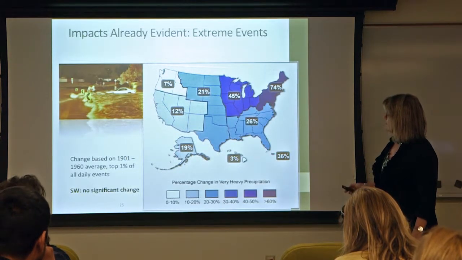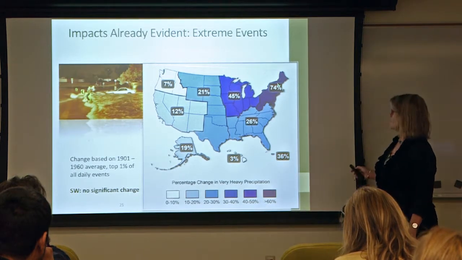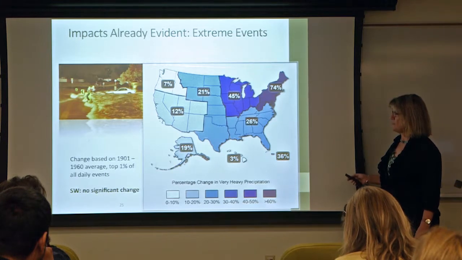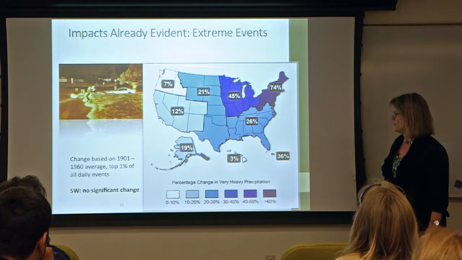Okay, and then extreme events. This is just one extreme event. This is heavy rains. Those have increased dramatically in the Northeast and the Midwest. Not so much in the Southwest. That's not a significant increase there.